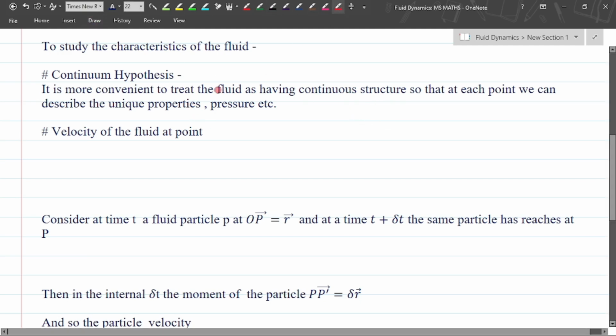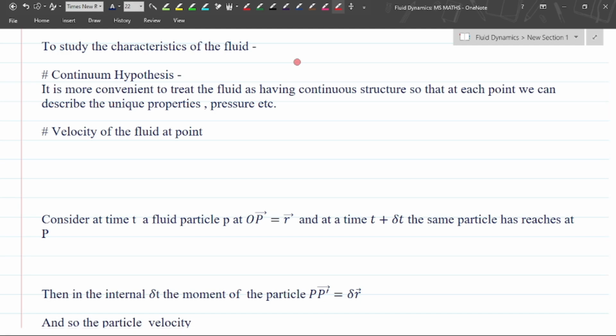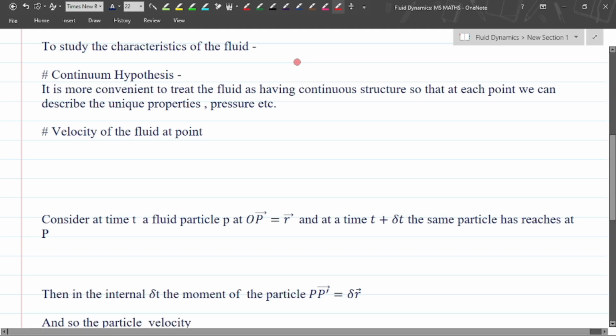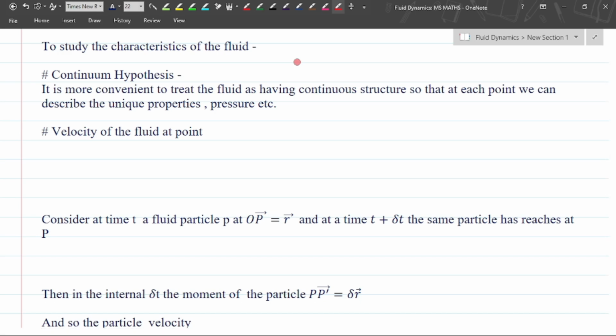So it is more convenient to treat the fluid as having a continuous structure, so that at each point we can describe unique properties like pressure, etc. Now, velocity of the fluid at a point. So we'll discuss it. What is the velocity of the fluid? How will we find the velocity of the fluid?